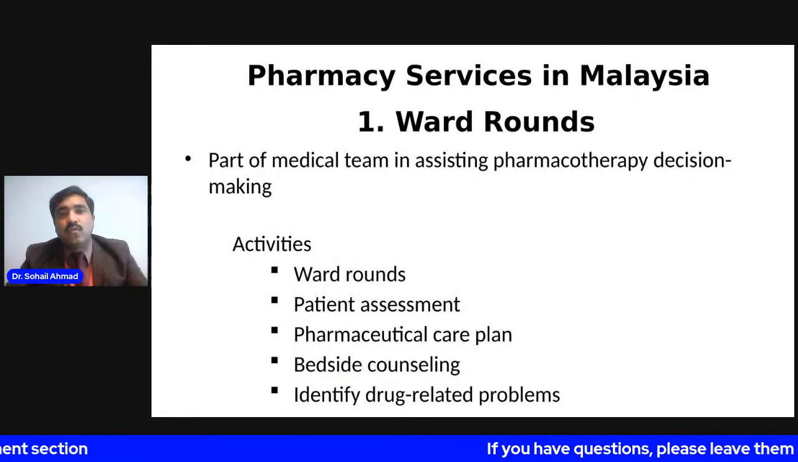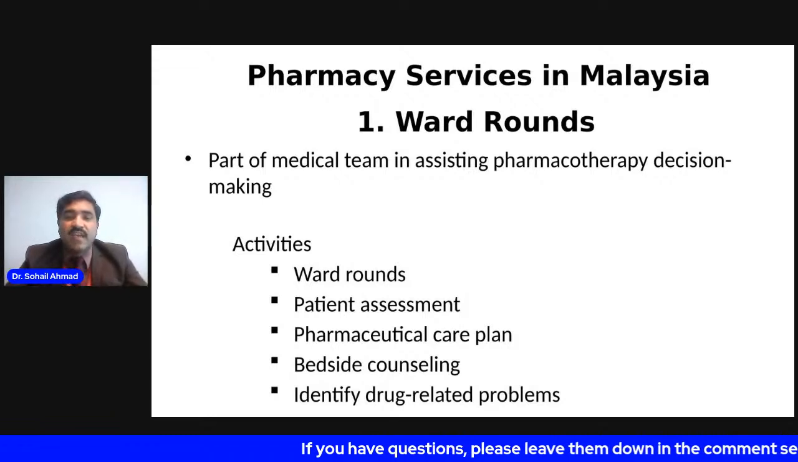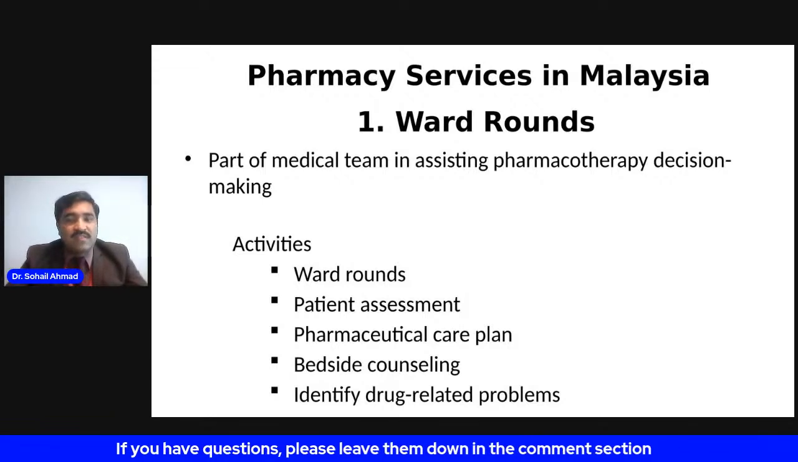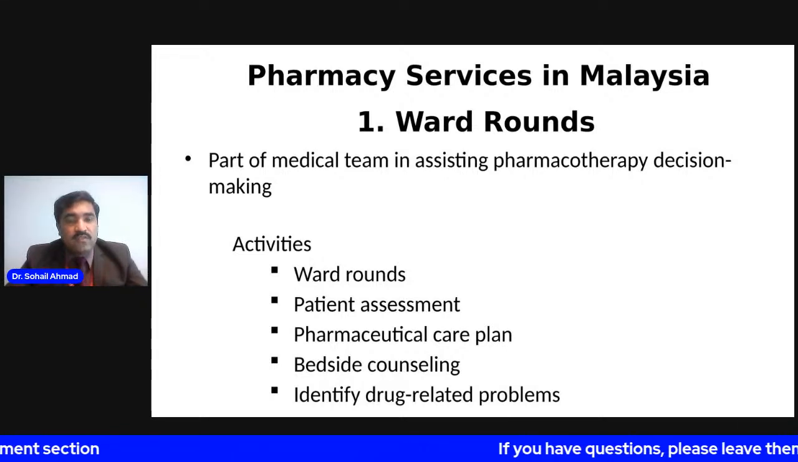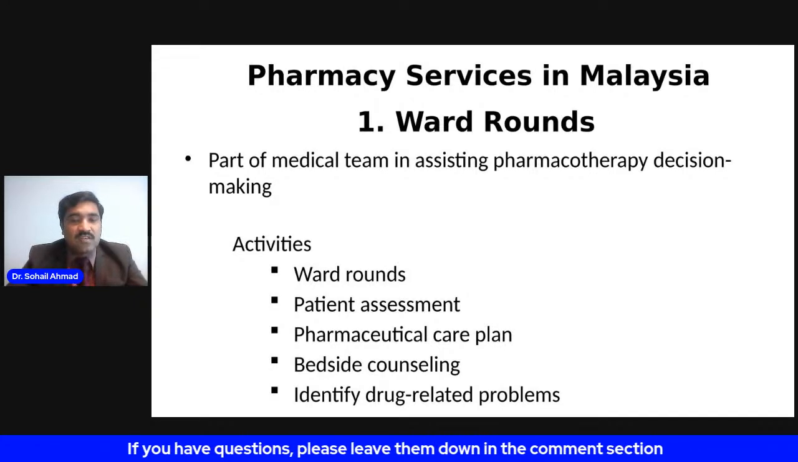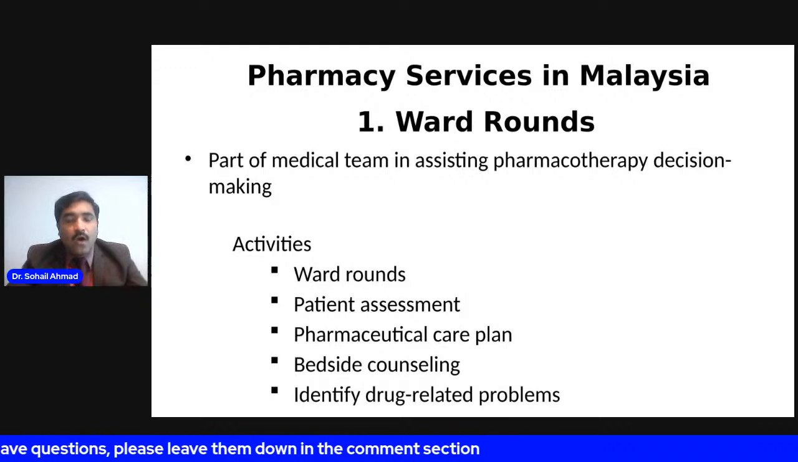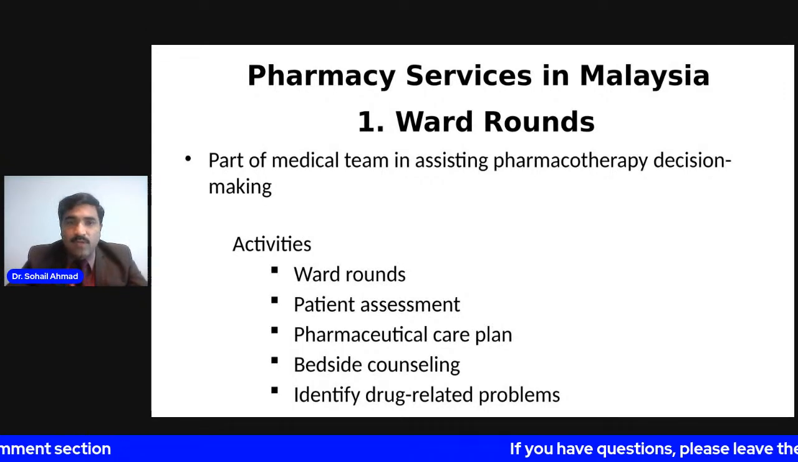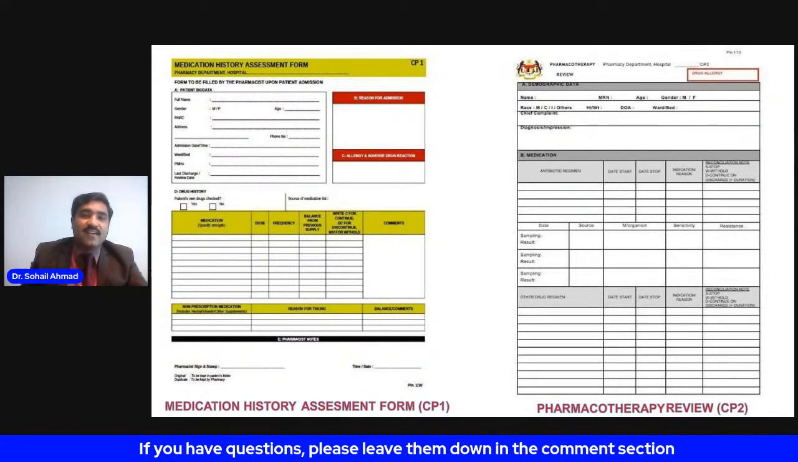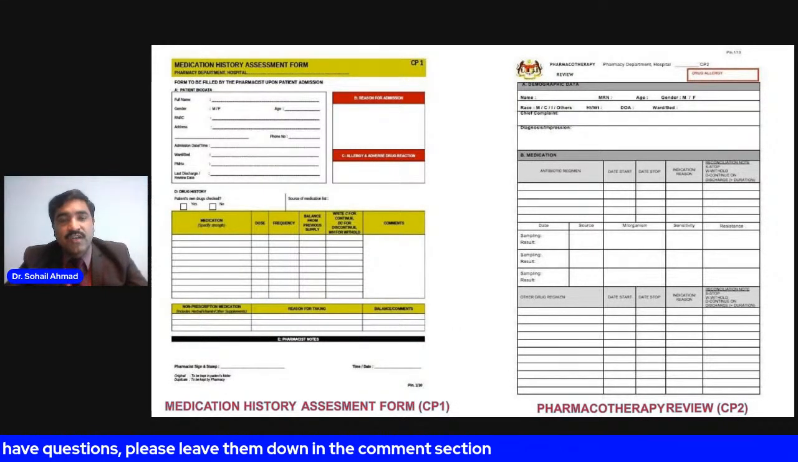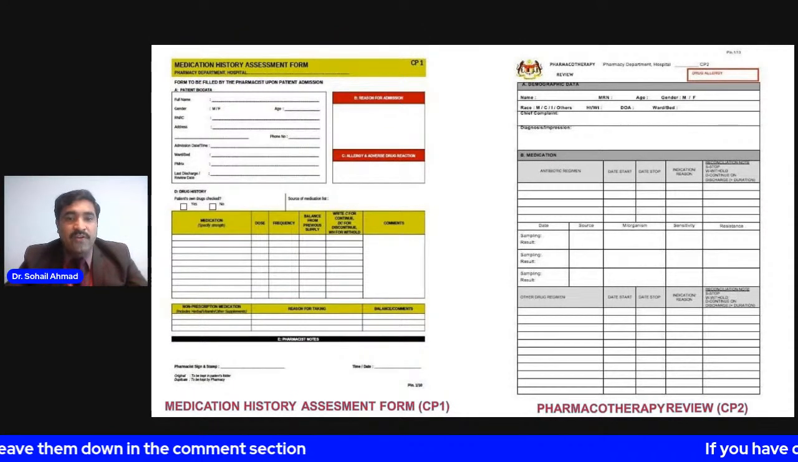All right, so let's have a look at how pharmacy services in Malaysia evolved, and how pharmacists are contributing to ensure better patient care in the Malaysian setting. The pharmacists are involved in ward rounds, and activities include patient assessment, pharmaceutical care plan, bedside counseling, and identifying drug-related problems. Although they are not using the pharmaceutical care network classification of drug-related problems, in Malaysia they have their own set of parameters that they consider for the identification and resolution of drug related problems.